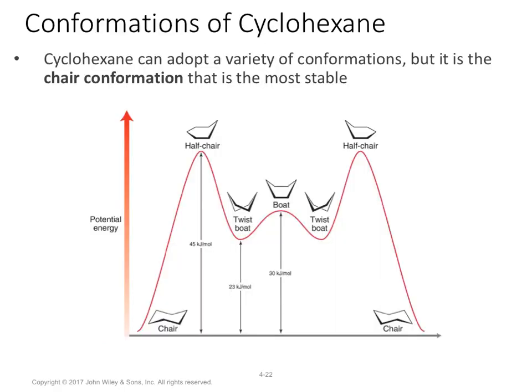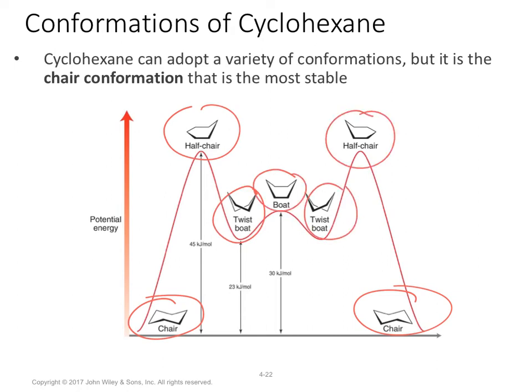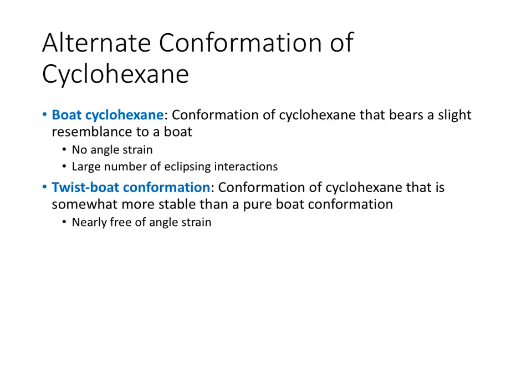Now, cyclohexane can adopt the chair conformation, and it can actually flip between two chair conformations. And when it does that, it goes through these intermediate conformations. And I will want you to be able to draw the different chair conformations when you do a ring flip. So in the boat conformer, it's called that because it bears a slight resemblance to a boat. And there's no angle strain, but there are a large number of eclipsing interactions. In the twist boat, that also is nearly free of angle strain and has slightly less eclipsing interactions.